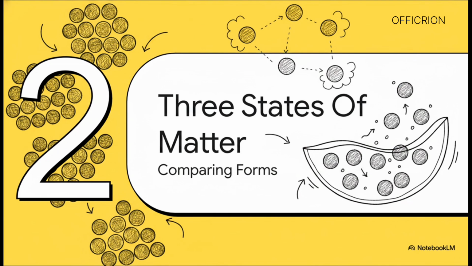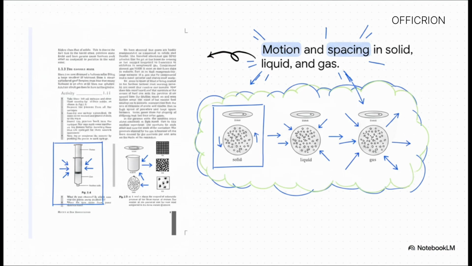Section 2. 3 states of matter. Comparing forms. So, moving from individual particles, let's look at how they group together to form the 3 physical states we interact with every single day. If you look at the solid state shown here, those particles are packed in so tightly there's practically 0 room to move.